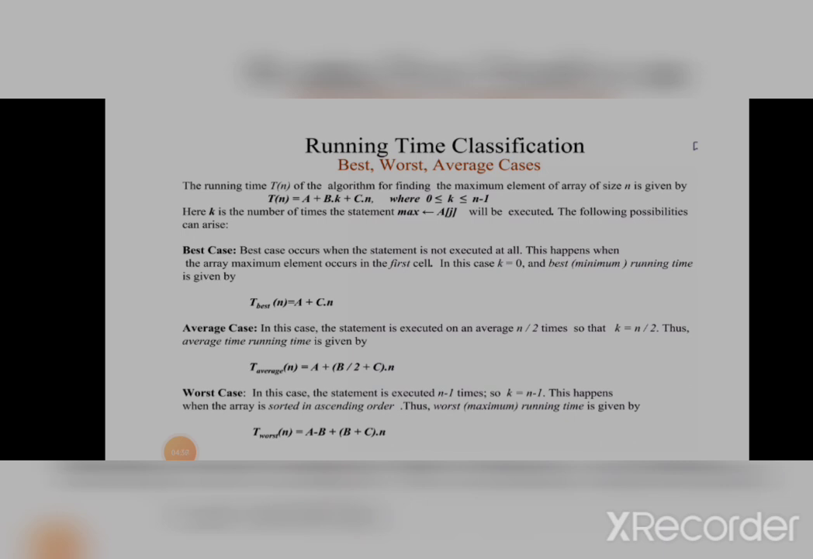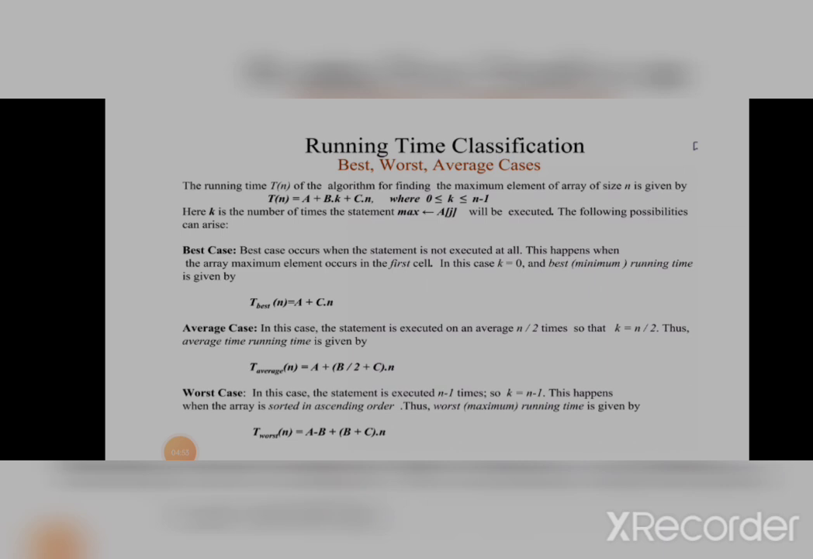The next case is the average case. In this case, the statement is executed on average n/2 times, so that k = n/2. Thus the average running time is given by T_average(n) = a + b/2 + c·n.